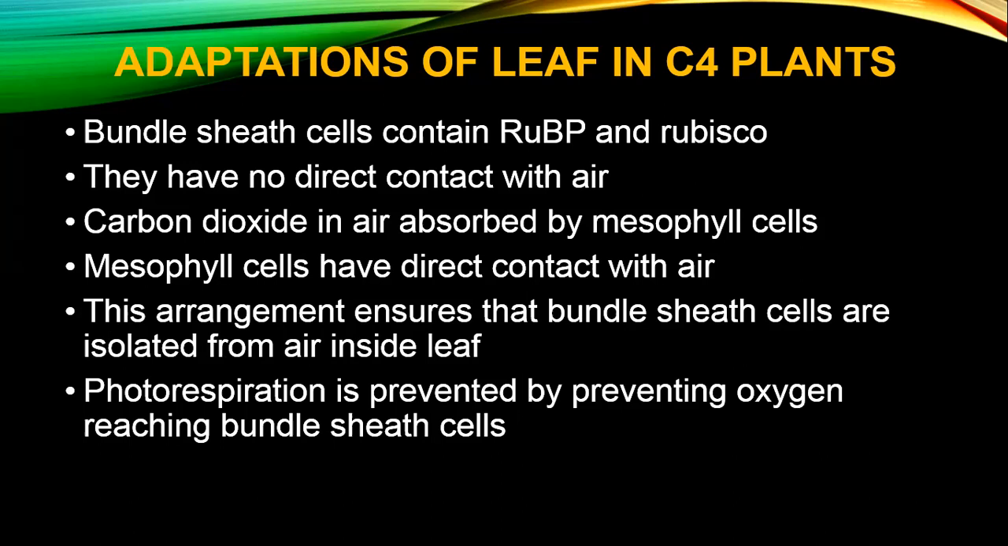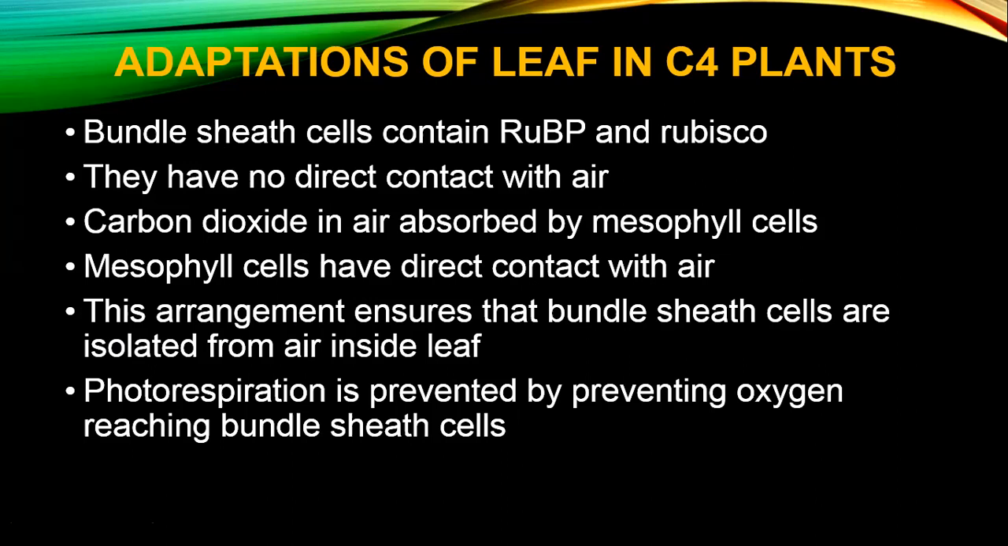But here, what becomes the issue is that the mesophyll cells don't have ribulose bisphosphate and rubisco. It's only bundle sheath cells which contain ribulose bisphosphate and rubisco, and we know that these bundle sheath cells have no direct contact with the air present inside the leaf. Okay, now what will happen, obviously we know that mesophyll cells have direct contact with the air, so carbon dioxide in air is absorbed by the mesophyll cells, right? So this arrangement ensures that bundle sheath cells are isolated from air inside the leaf, okay?